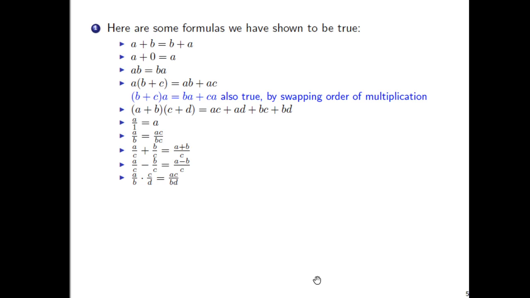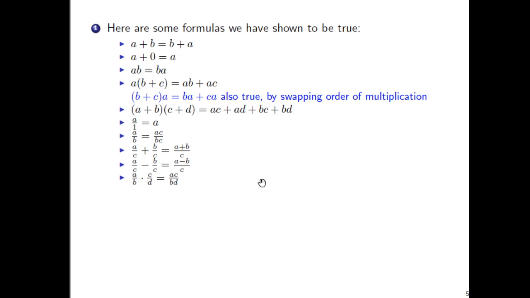So just as a summary list, here are some formulas we've shown to be true so far. You'll note that for one of these, in blue here, I've just swapped the two sides. We haven't really covered this explicitly, except that the A that's outside parentheses doesn't have to be written to the left of the set of parentheses. It could be written to the right.